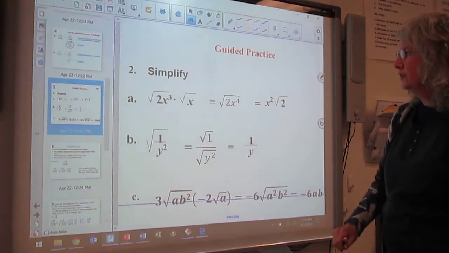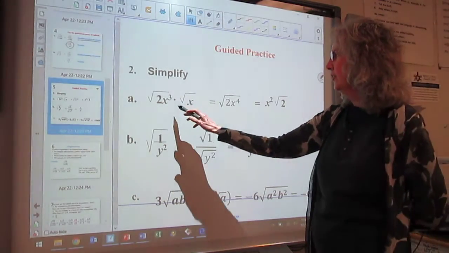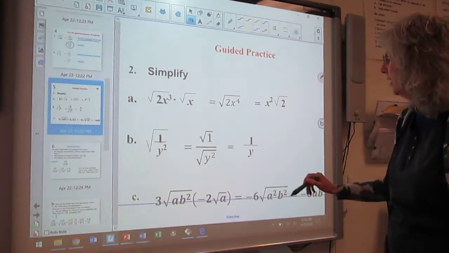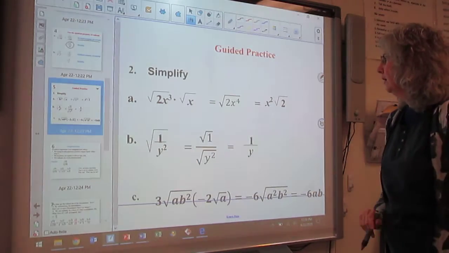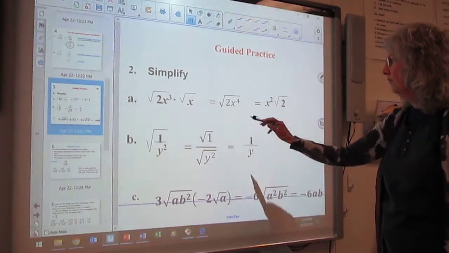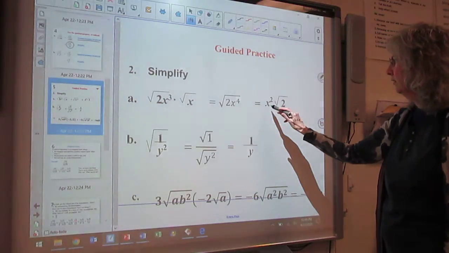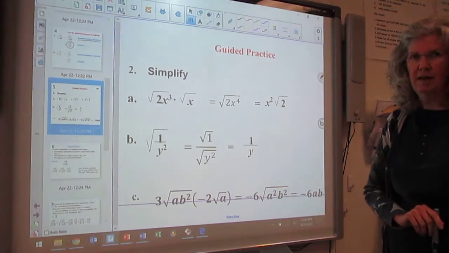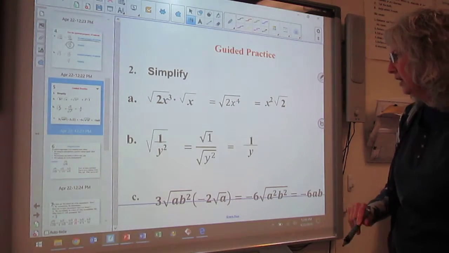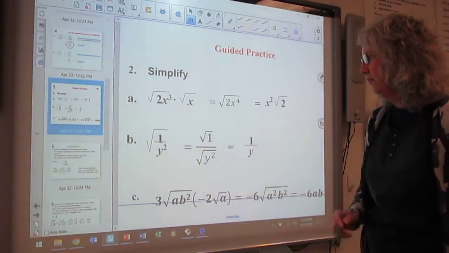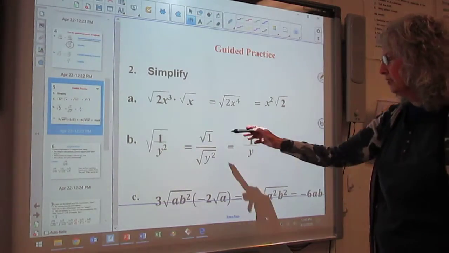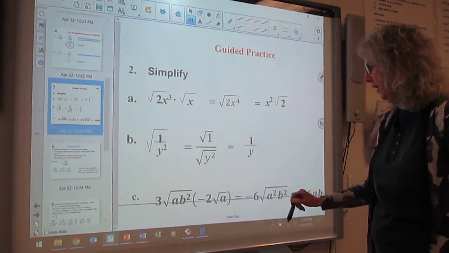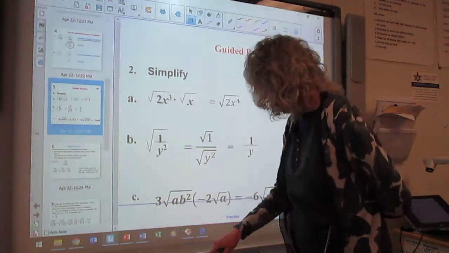Here we go. Let's get the first one. 2x cubed times the square root of 2x cubed times the square root of x becomes 2x to the 4th. X to the 4th is a perfect square of x squared, so the x squared comes out front, and we're left with x squared times the square root of 2. The next one is not so bad. The square root of 1 over y squared becomes the square root of the numerator over the square root of the denominator, and the square root of y squared is y. That's not so bad.